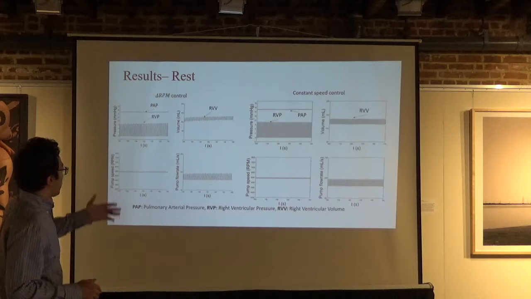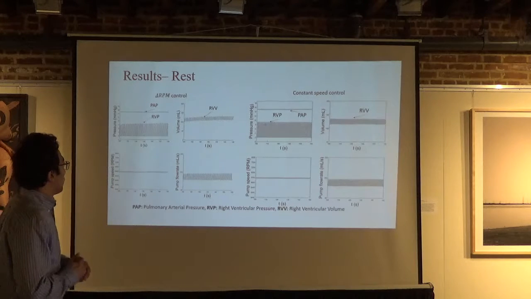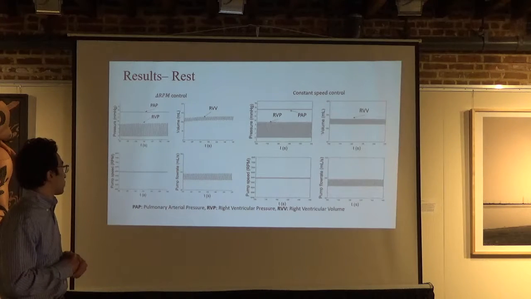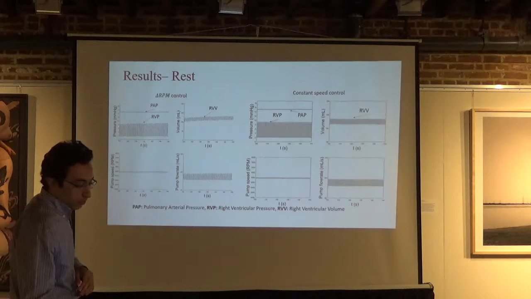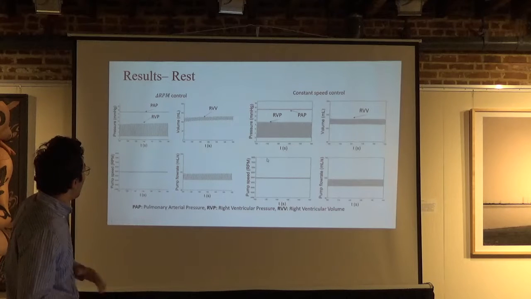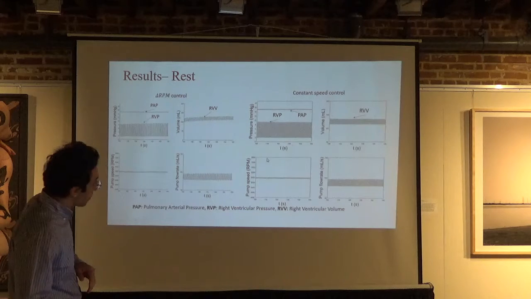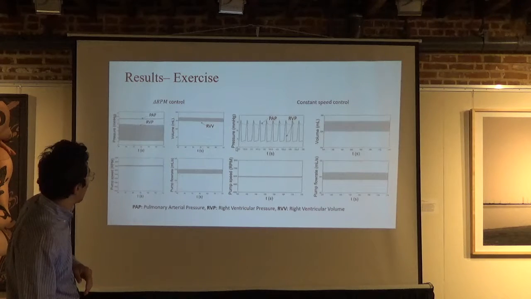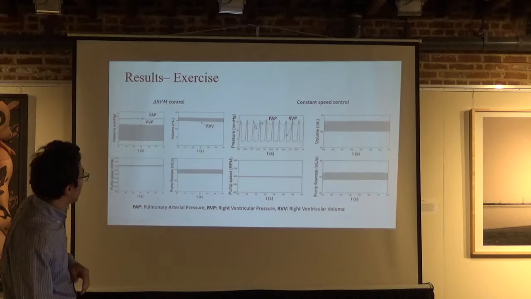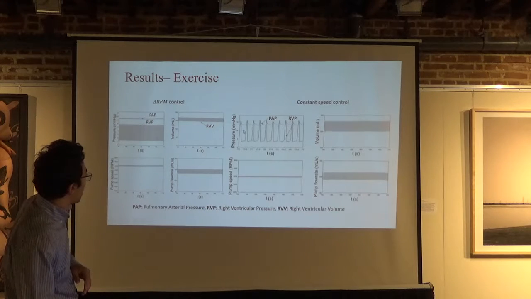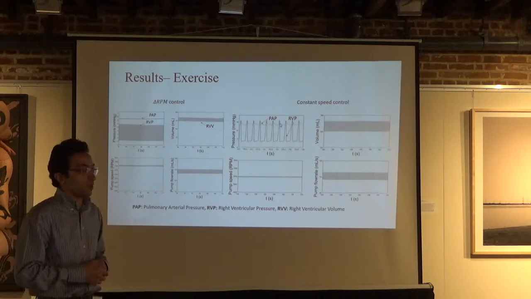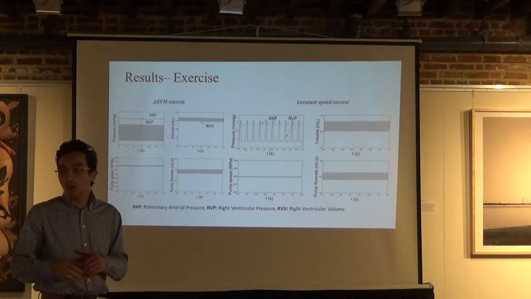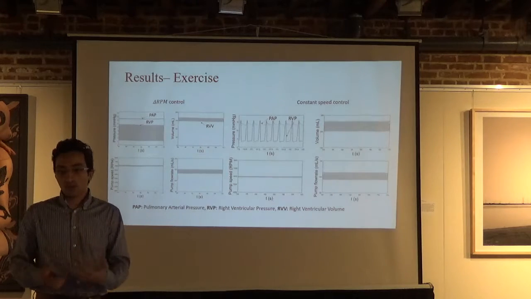So to reiterate, these are the waveforms for pressures and volumes. This is for the rest conditions, where you can see the two algorithms were able to perform fairly similar. However, if you look at the pressures here, the pulmonary arterial pressure and the right ventricular pressures are coinciding, which means that the pump with just a constant speed reference point was only able to provide partial support.